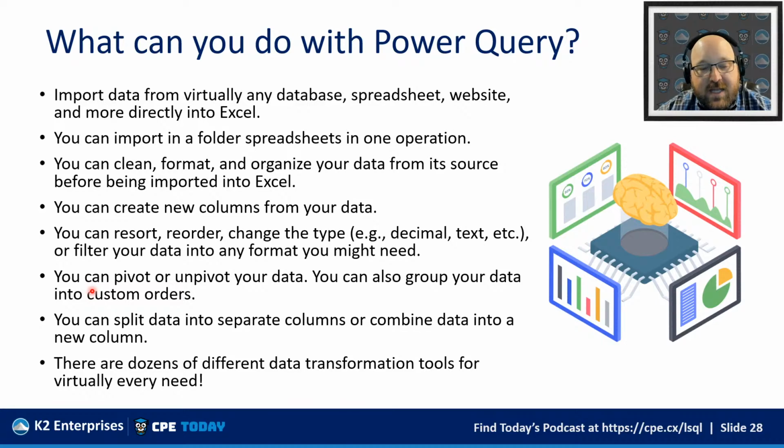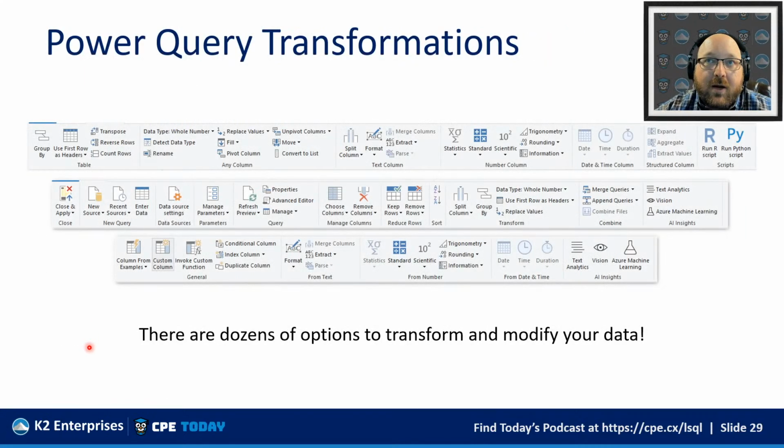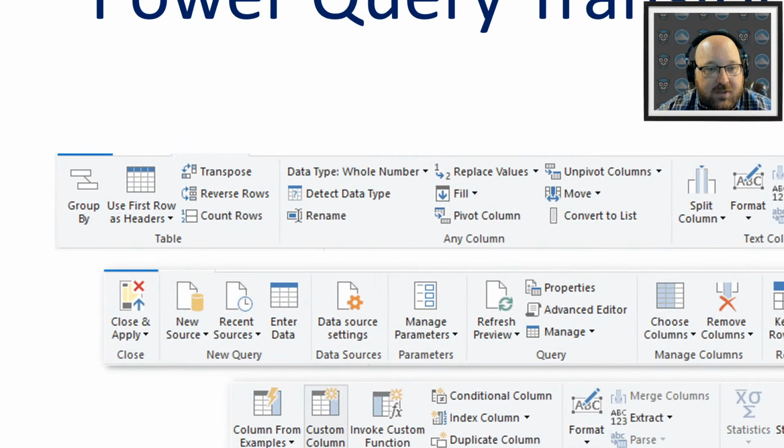If we get summarized data that's pivoted already, we can put it back into its original form. Likewise, we can pivot something into a pivot table if we'd like. We can group our data into custom orders and more. We could split our data into separate columns or combine into a new column. Really, you can do just about everything inside of Power Query. And here are a couple of screenshots of some of the major features and tools that you can use in here to get your data prepared and ready to go.